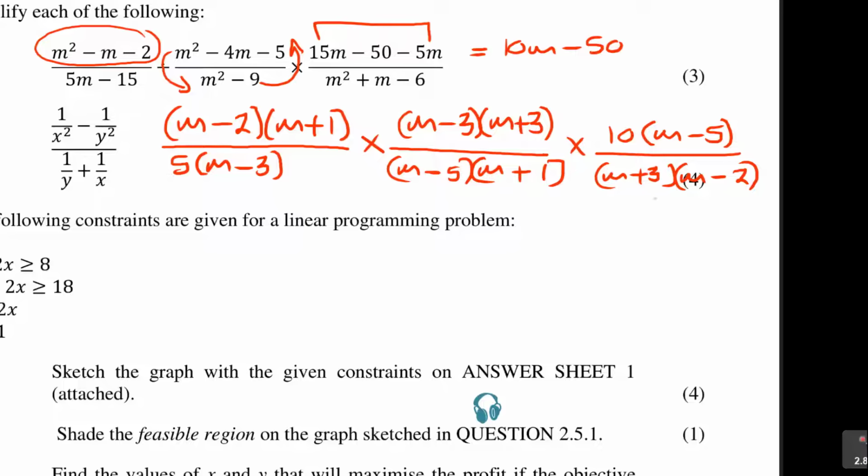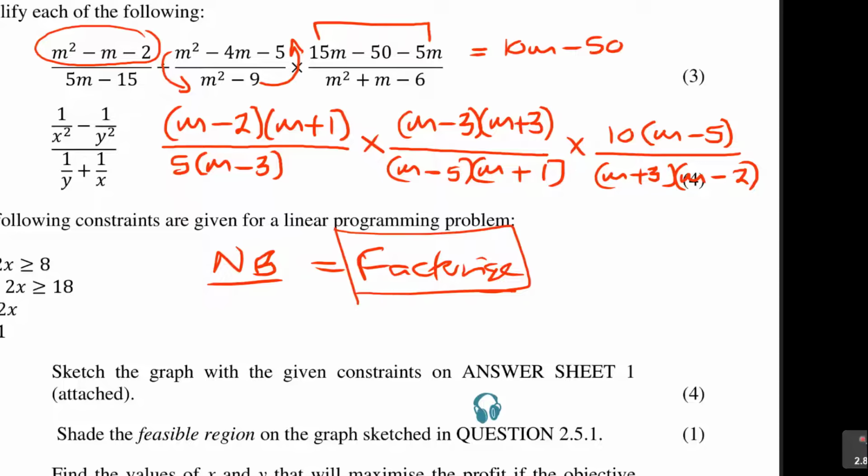You need to know how to factorize. It's very important. I repeat, NB, you need to know how to factorize. Give me a shout if you're struggling, and then I'll put in some videos that are going to show you how to factorize. If you're struggling, tell me, and I will post a video just to know how to factorize the product sum. Talk to me.